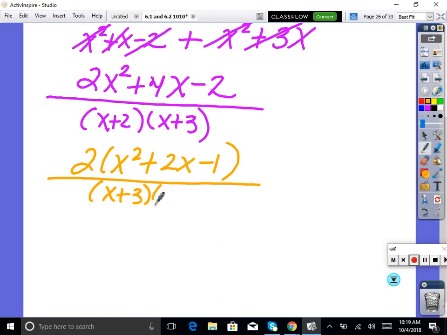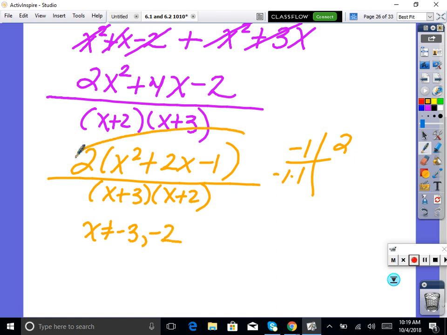Now you'd say, okay, what multiplies to be negative 1 and adds up to be 2? Negative 1 and 1. No? Nothing. So we're done. Because nothing divides out and it doesn't factor. So x cannot equal negative 3 or negative 2, but that's our answer.